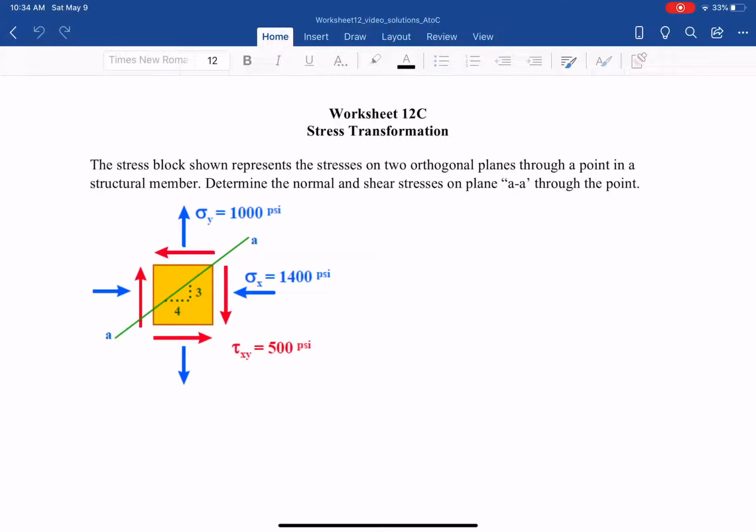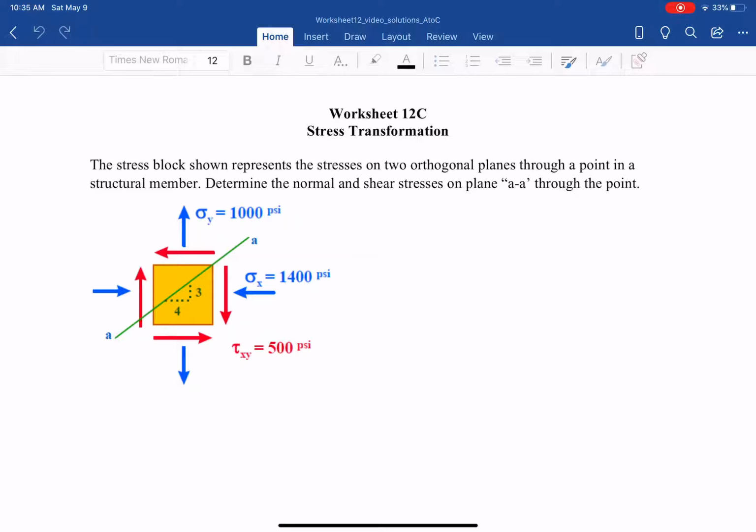Worksheet 12C. This should be the first worksheet we do before we go back to 12A and B. The stress block shown represents the stresses on the two orthogonal planes through a point in a structural member. Determine the normal and shear stresses on the plane AA through the point. As you can see, we are given sigma x, sigma y, tau xy, and want to define sigma x apostrophe, tau x'y' apostrophe.